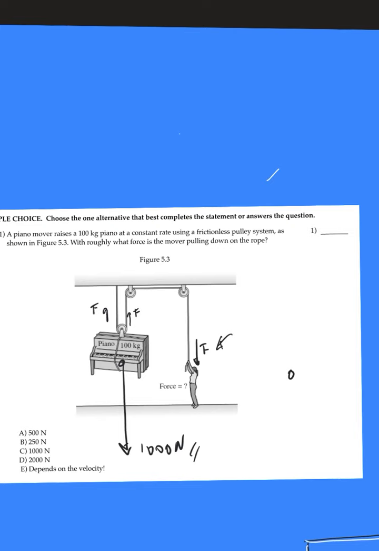Okay, guys, so here what we have to do is find the force the mover is pulling down the rope. The mover has to pull with half his weight because there's one force going up, one force going up, and one force going down, and that's half of that. So if half of his weight pulls up half of the piano, it'd be 50 kilograms, right?